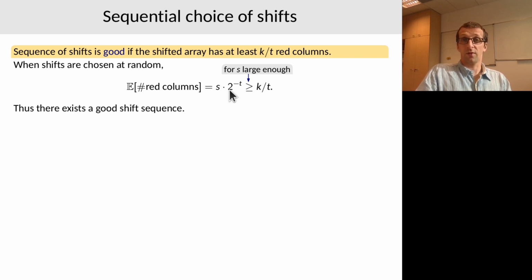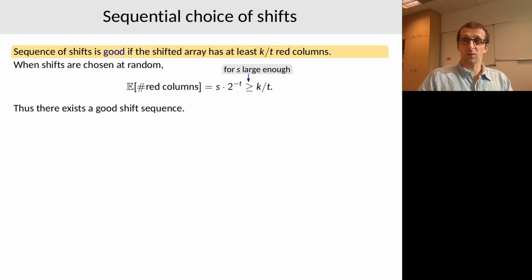And for large enough s, this value is greater than k over t. It means that for some choice of shifts, we indeed have at least that number of red columns, and hence the edge built from these columns is red in the considered coloring. That is clearly correct, but we can try to squeeze something more from this observation.